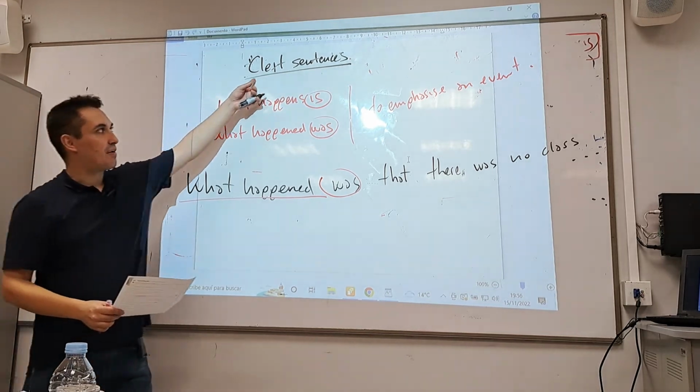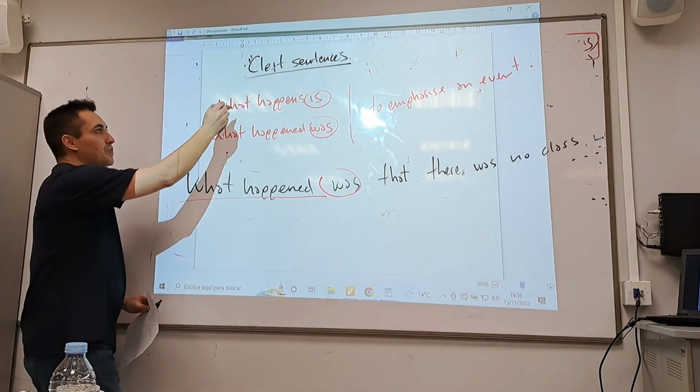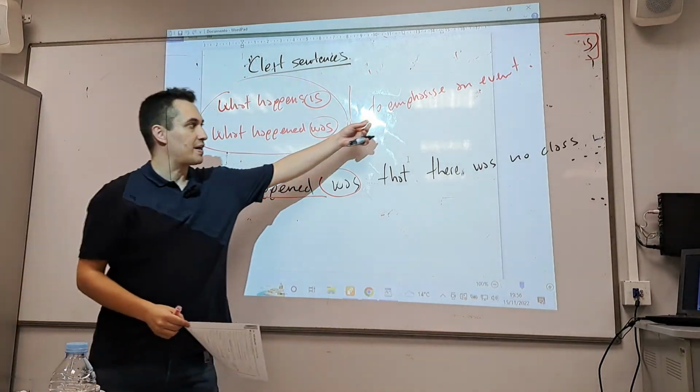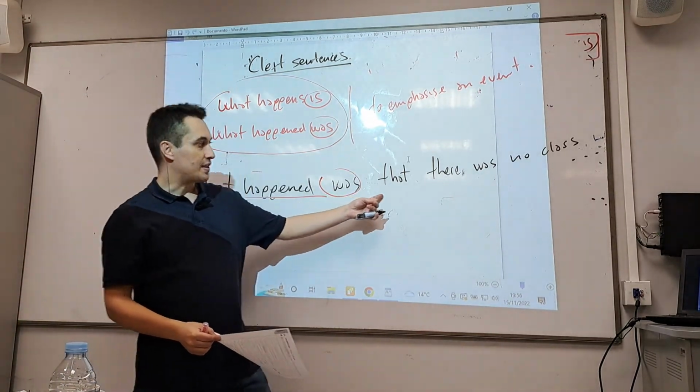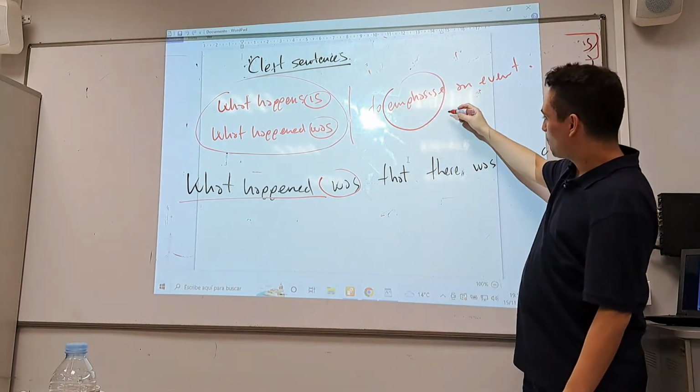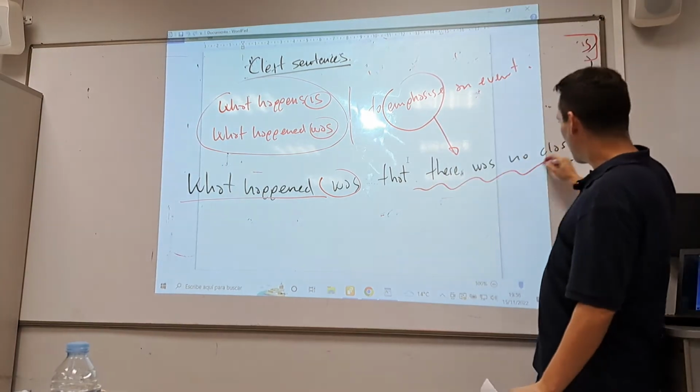So this is a cleft sentence, starting with these patterns: what happens is, what happened was, in order to emphasize an event. What is the event? This is the event. So the emphasis, again, is to emphasize an event. What is the event here? There was no class on Friday.